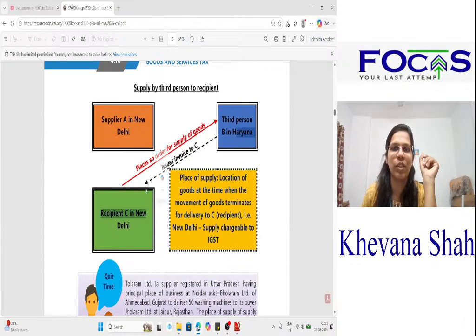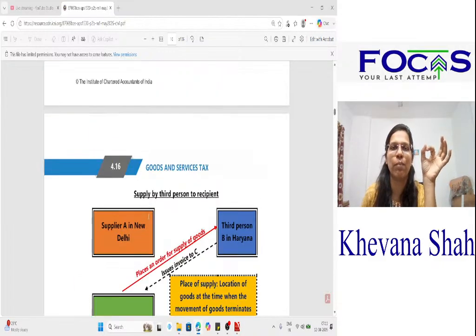See, this will be your place of supply here. Place of supply will be the location of goods at the time when the movement of goods terminates for delivery to C, that is New Delhi, supply and chargeable to IGST. Okay, because this person is located in Haryana and this is Delhi. So IGST will be leviable.